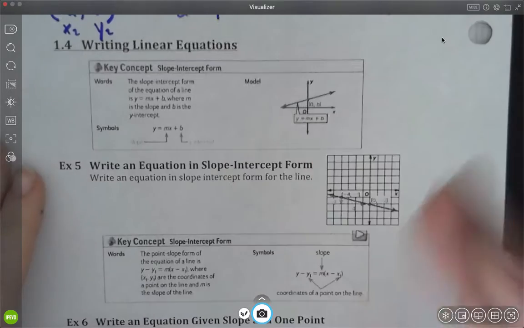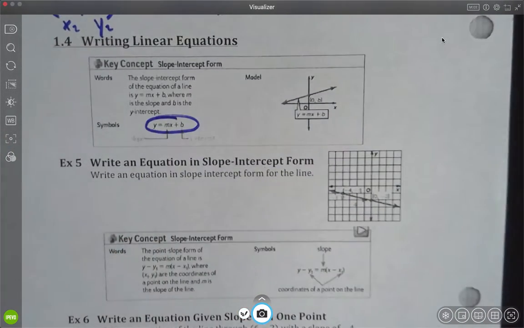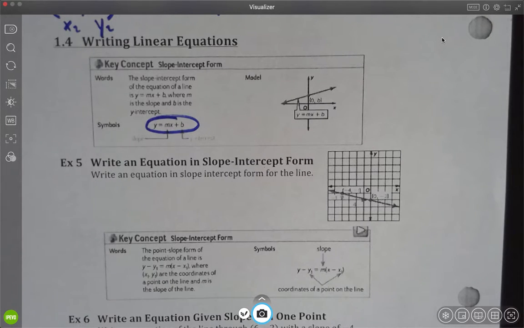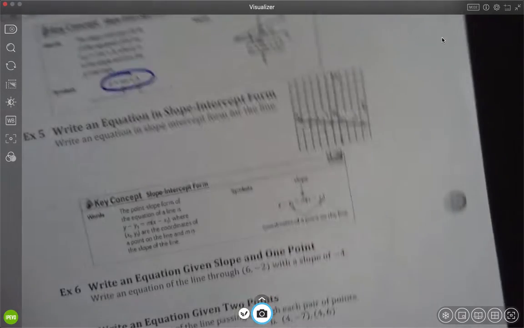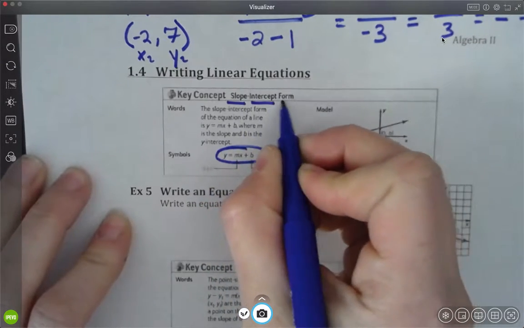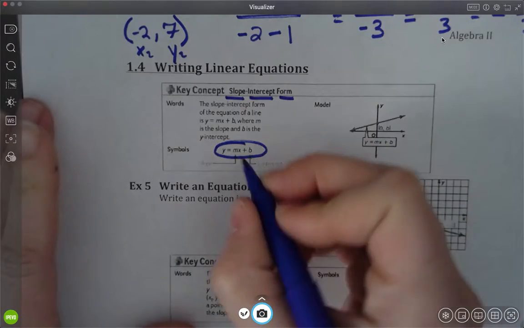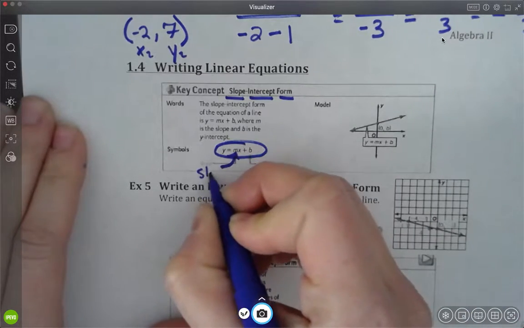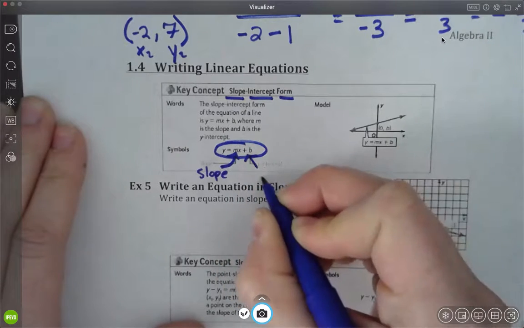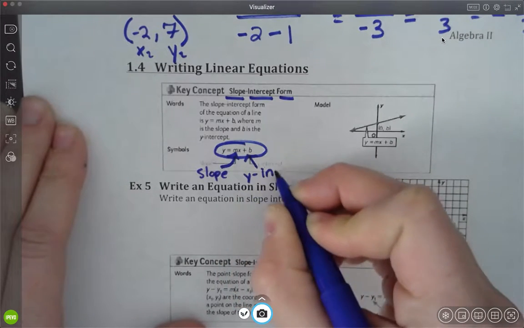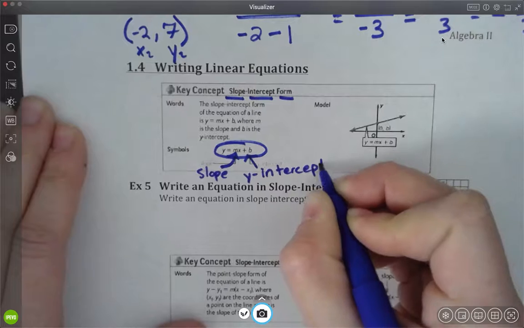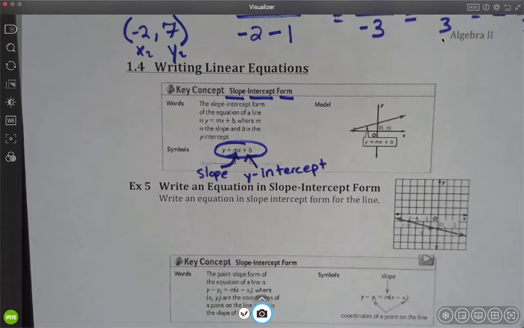But writing linear equations, every linear equation that we write today is going to be in the form of y equals mx plus b. This is called slope-intercept form. It is called that because this guy is the slope and this guy is the intercept, the y-intercept. So m is the slope. We talked about that yesterday. M is the slope. B is the y-intercept.